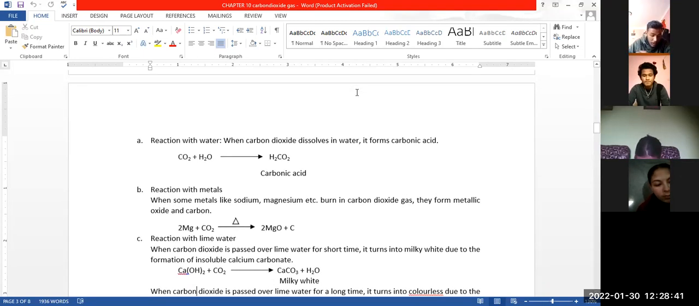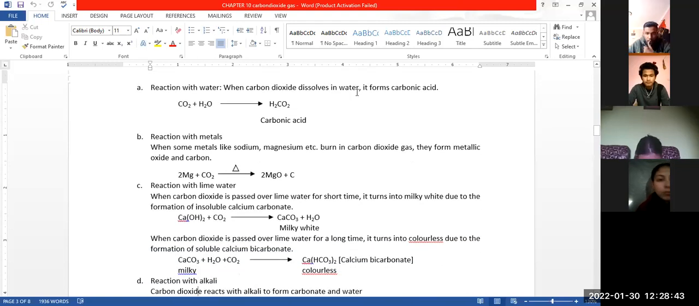Next is reaction with lime water. It is a very important, many times asked question, and there are two reactions. When carbon dioxide is passed over lime water for a short period of time, it turns milky due to the presence of water-insoluble calcium carbonate, CaCO3. CaCO3 is white in color, milky white. It looks like milk. What is the color of milk? White. So it forms milky white.